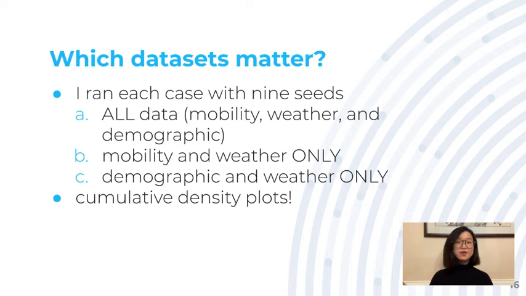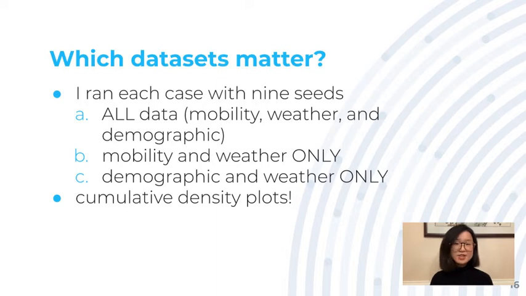My main goal was to see which data sets mattered more. So I took a look at mobility data, environmental data, and demographic data. I wanted to know which one really mattered. So I ran each case with 9 seeds, and I had 3 cases. The first one was using all of the data, and the second case was only using the mobility and weather data, so I was excluding the demographic data. And for the third case, I was excluding the mobility data and only using the demographic and weather data.